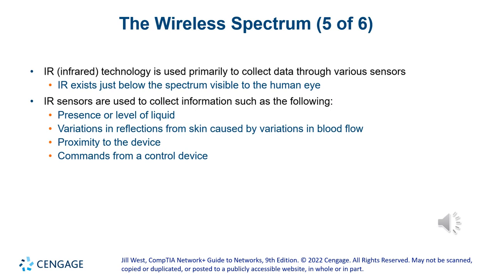Infrared is a completely different animal. Infrared is a light communication. It's not a radio communication like all the others, like Bluetooth or Zigbee or ANT plus or any of those. Infrared is a light that is invisible to the human eye, right? So it's just below that, so you cannot see it. But it's usually for some kind of sensors, proximity devices, but mostly used on remote controls.